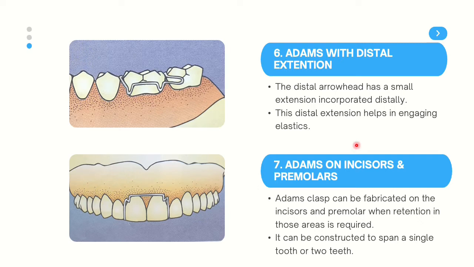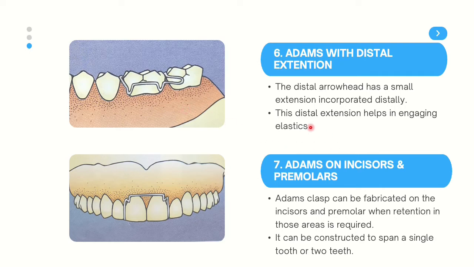The next modification is the Adams with distal extension, as what you see in this photo. The distal arrowhead has a small extension incorporated distally, and the function of this distal extension is the same as the helix on the bridge and the J-hook, which is to engage the elastic. Usually in this case, one arch will be removable appliances, usually on the upper arch, and then the lower arch will be fixed appliances. We won't put elastic on both removable appliances on the lower arch and upper arch because it will affect the retention.